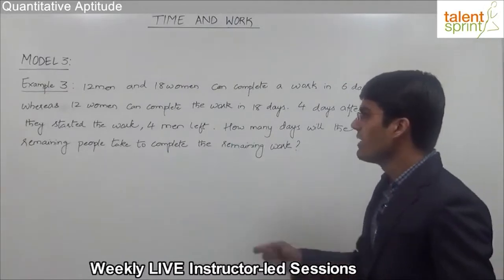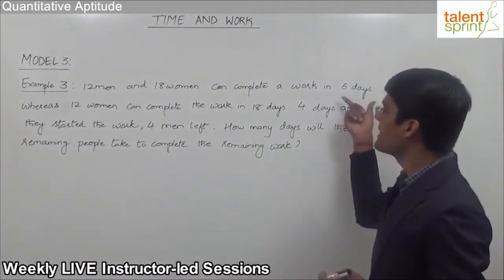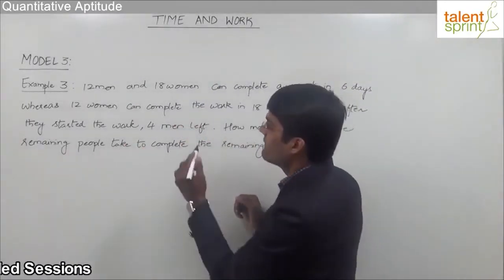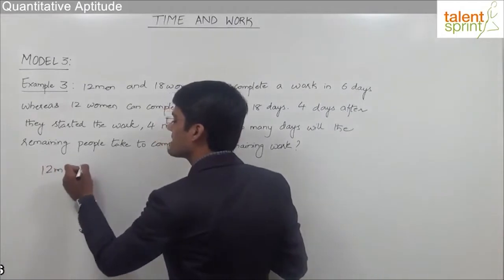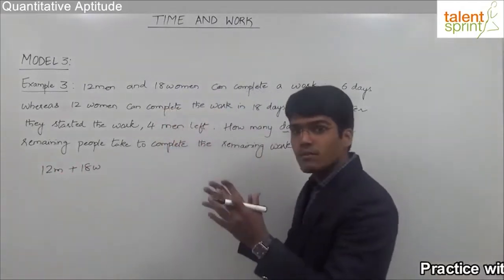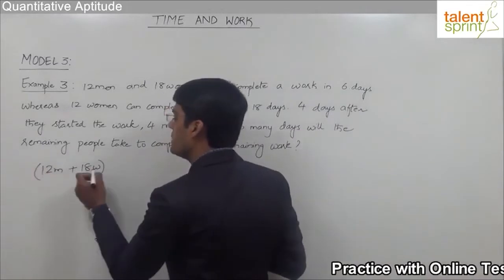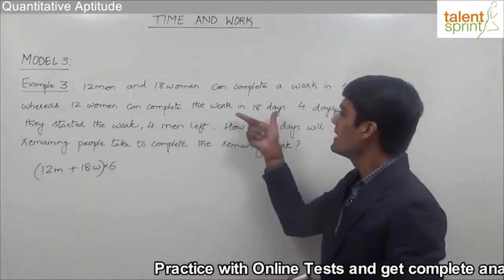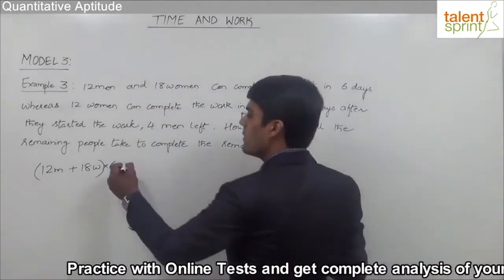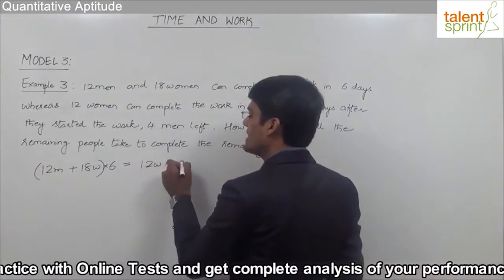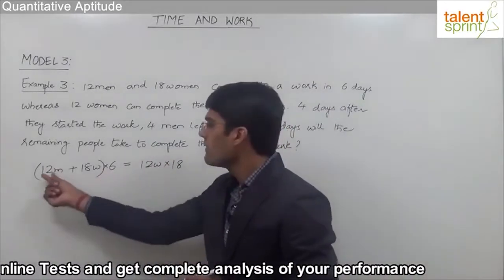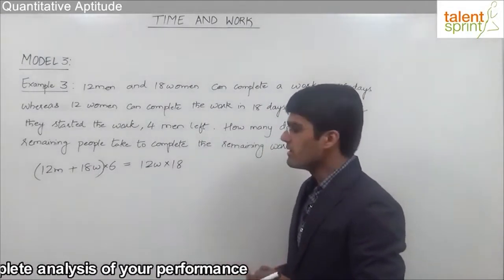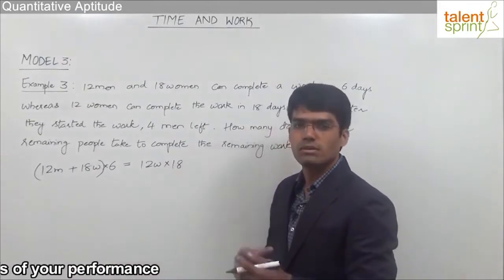As given in the question, 12 men and 18 women together can finish a work in 6 days. So going by the concept of work in terms of men into days, we can say that 12 men plus 18 women, we are taking plus because they are working together, these persons into the number of days, 6, should be equal to the total work. And 12 women can finish it in 18 days. So this can be equated to 12 women into 18 days. Why? Because this is the total work done with men and women together, and here we have only women finishing it in 18 days. So total work on the left hand side and the total work on the right hand side.